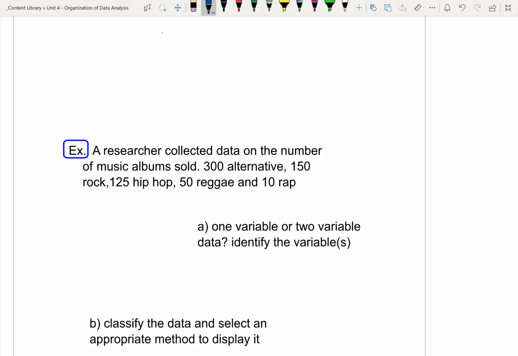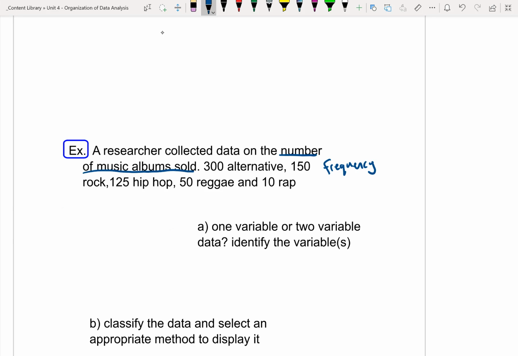300 alternative, 150 rock, 125 hip hop, 50 reggae, and 10 rap, I want to know, am I looking at one variable or two variable data? And I need to identify the variables or variable. So if I am looking at this, I'm looking at the number of music albums sold. And I am looking at that in terms of a frequency. So I'm just counting the numbers of each type sold.